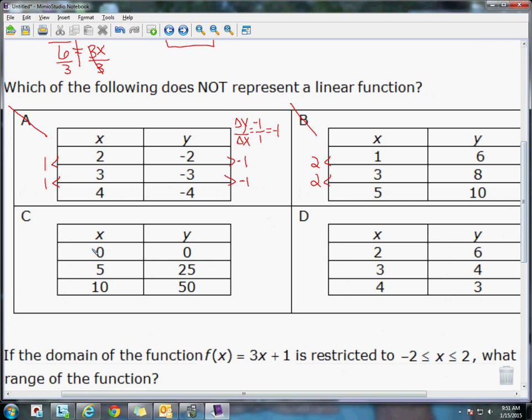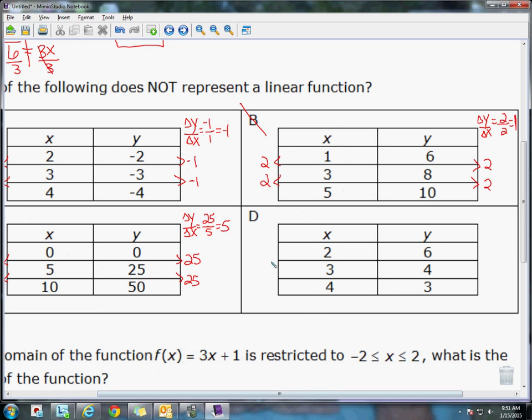For C, my x's are going up by 5. 0 plus 5 is 5. 5 plus 5 is 10. My y's are going up by 25. 0 plus 25 is 25. 25 plus 25 is 50. Change in y over change in x, that's going to be 25 divided by 5. And that's just 5. So again, here we have the constant rate of change. So that's not the answer.